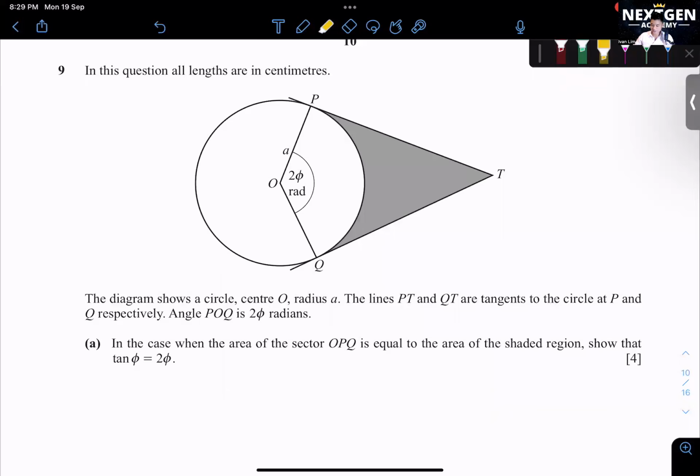Okay, let's go. We're going to continue with question 9 right now. In this question, all lengths are in cm. The diagram shows a circle, center O, radius A. The lines PT and QT are tangents to the circle at P and Q respectively. Angle POQ is 2 phi radians. In the case where the area of the sector OPQ is equal to the area of the shaded region, so this part here is equal to this part here, show that tan phi equals 2 phi.